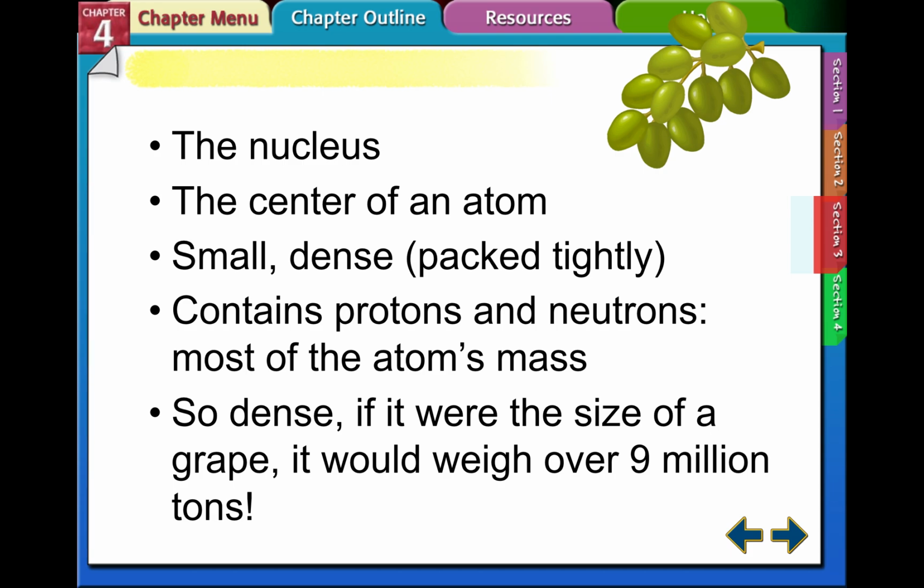And this is just kind of like a random fun fact. It is so dense with matter that if it were the size of a grape, it would weigh over 9 million tons. That's just because it is so tightly packed with matter.